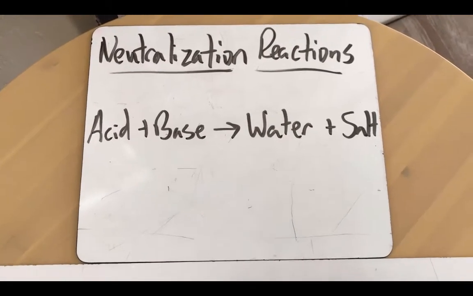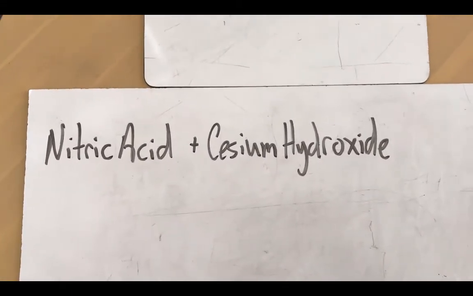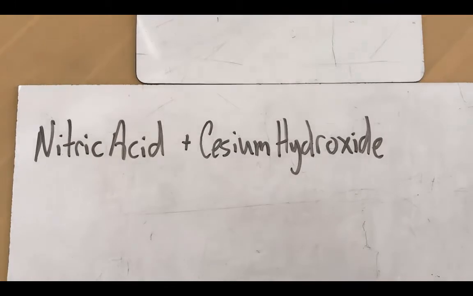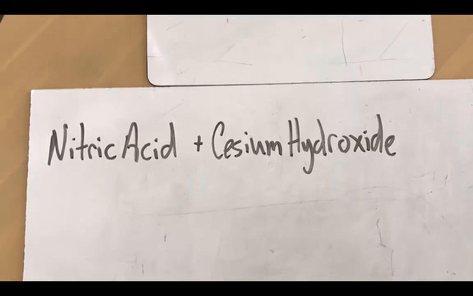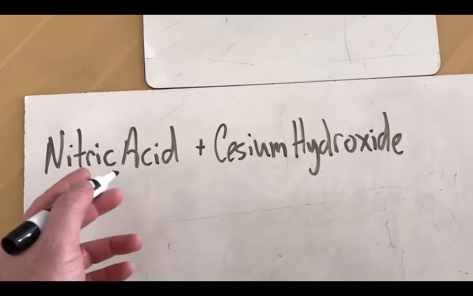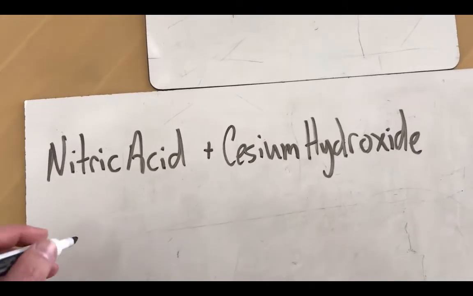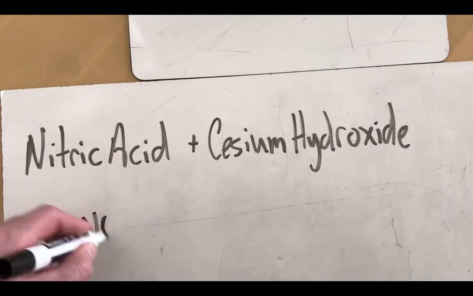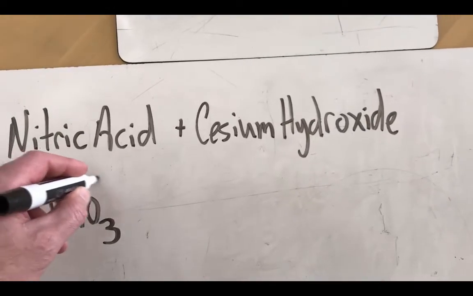So your homework is going to look something like this. It's just the words, and you have to use the information that we've done already to write and balance these reactions. They're going to be double displacement reactions. So nitric is -ic, so if you remember, this is going to be HNO3. Okay, hydrogen's a +1, nitrate's a -1.